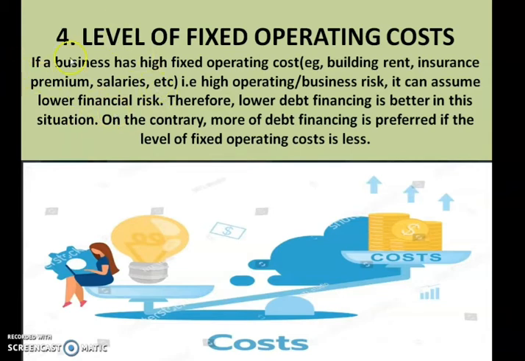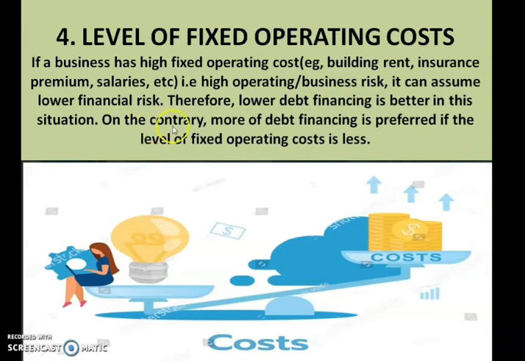Okay, so let's read this. If a business has high fixed operating cost, that is building rent, insurance premium, salary, these are the examples of fixed operating cost. If this is high, then there is high operating or business risk. It can assume lower financial risk. Therefore, lower debt financing is better in this situation. So if you have a high level of fixed operating costs, then better you go for lower debt financing.